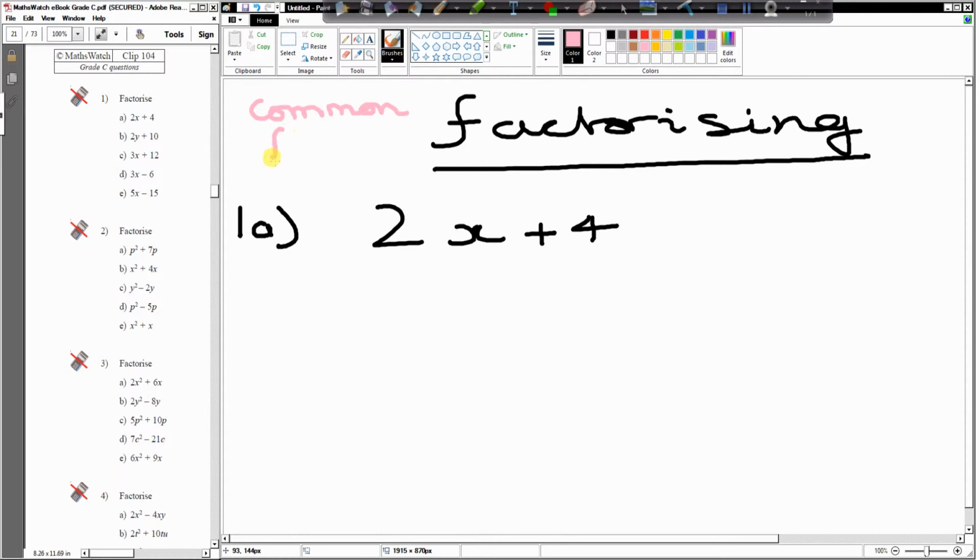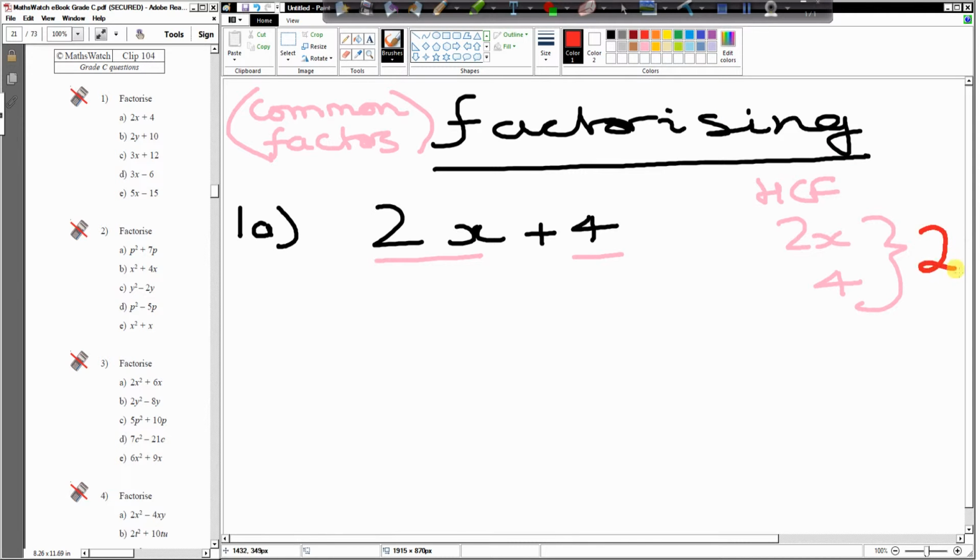This is the very basics of factorizing. Now, what we need to do, we need to look at these two elements here and look for the highest common factor. So we look at the 2x and we look at the 4 and we look what do they both share in common as factors, and the answer will be the highest common factor is 2.